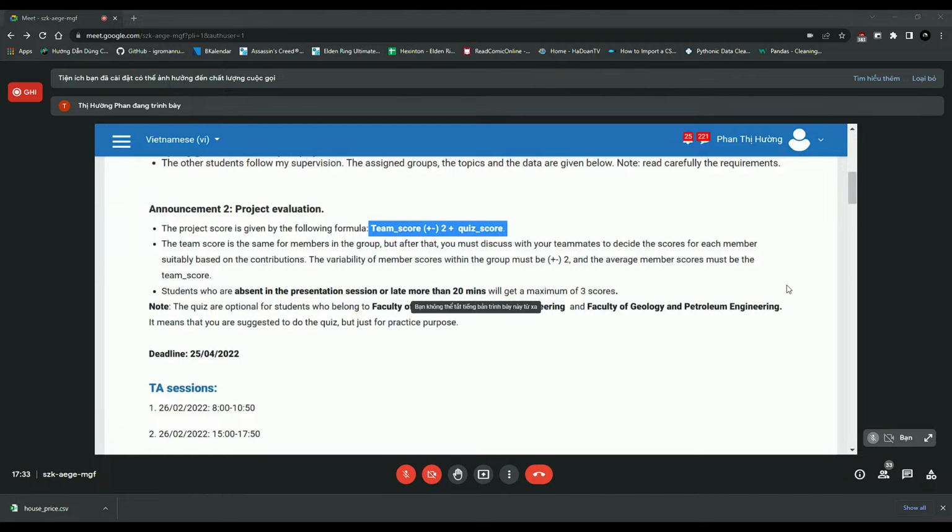Okay. And lastly, pay attention that if you are absent from the presentation session or you are late more than 20 minutes, you get 0 score. You get 0 score for the oral session. You only get a maximum of 3 points for the written report. Okay. Because if you are absent, I can't give you the questions, so how could I understand what you have done? Okay. So remember, never be absent or late more than 20 minutes in the final presentation session. It takes 7 points of your total score.